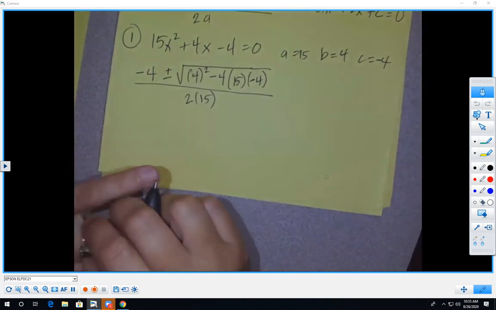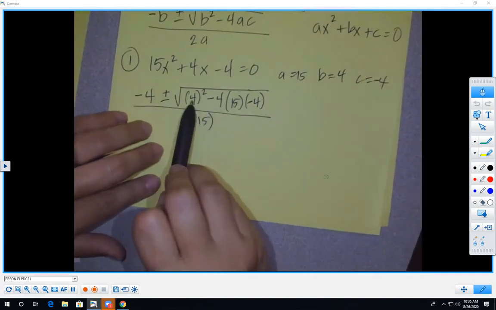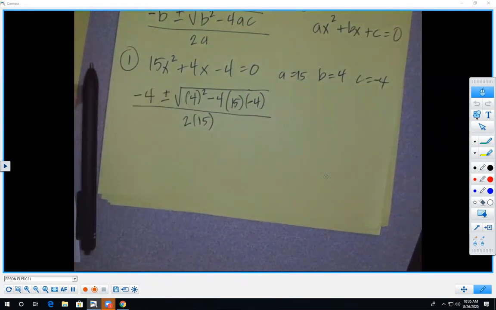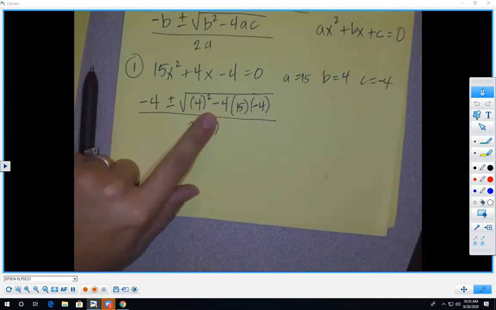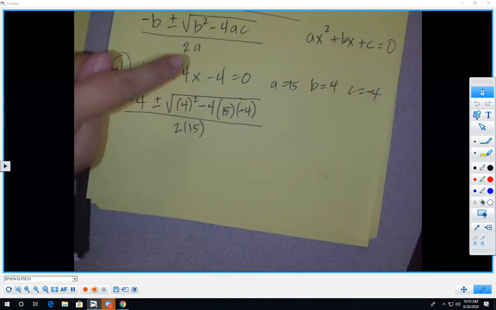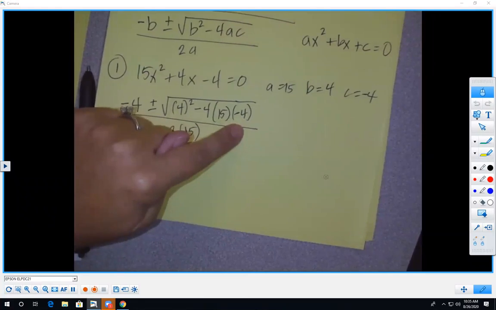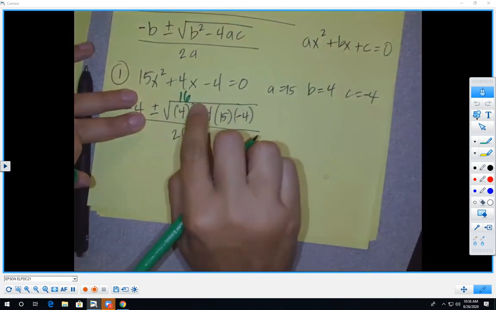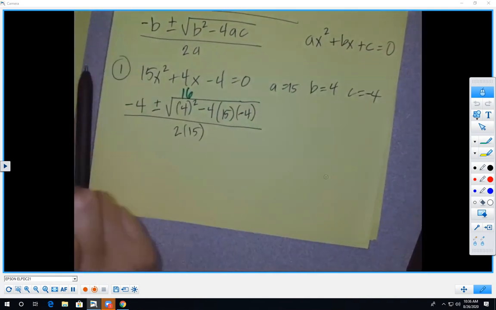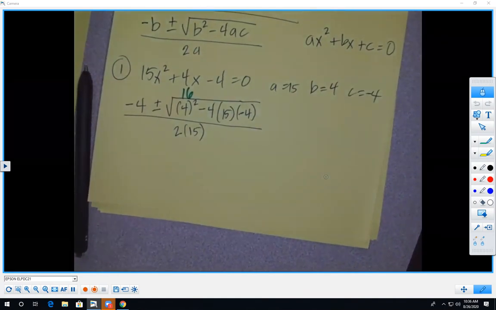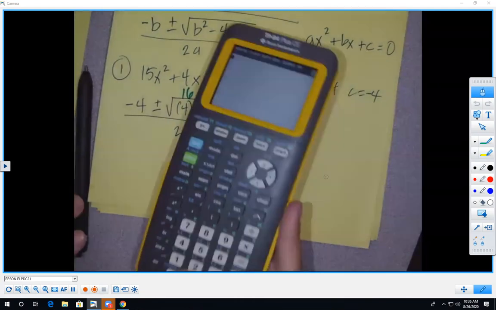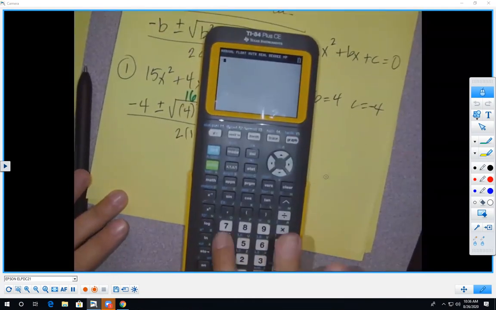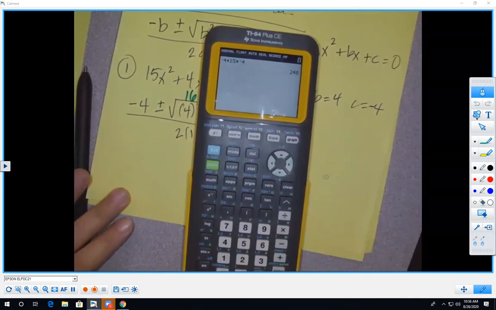The first thing you need to do is figure out what this number is under the radical. People have a hard time with this because of this minus sign. That messes everybody up. Think of it as 4 squared, and then think of it as negative 4 times 15 times negative 4. Okay, what is 4 squared? 16. And then this could be plus or minus. It just depends on what it comes out as. So now we want to do negative 4 times 15 times negative 4. You can use your calculator if you want to for this. You could do it by hand if you are really into that. So negative 4 times 15 times negative 4 is 240.